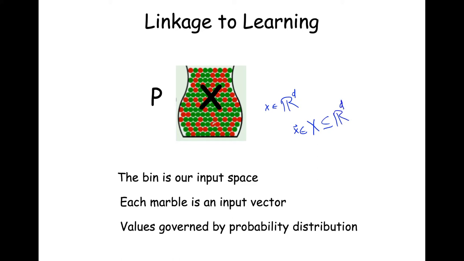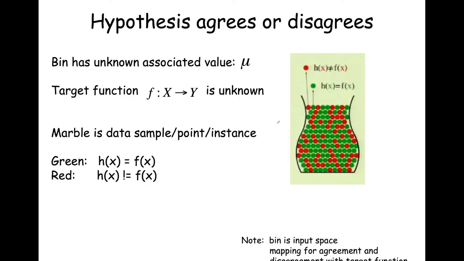So let's define a probability distribution over our input space, and this probability distribution is going to give us the values associated with each one of our feature vectors describing one of our data points. Each marble inside of the bin or urn is going to represent one of our input vectors. The values of these input vectors are then governed by the probability distribution. Of course, we didn't specify what the form is for that probability distribution. It could be anything. It's floating out there, assigning values to the marbles.